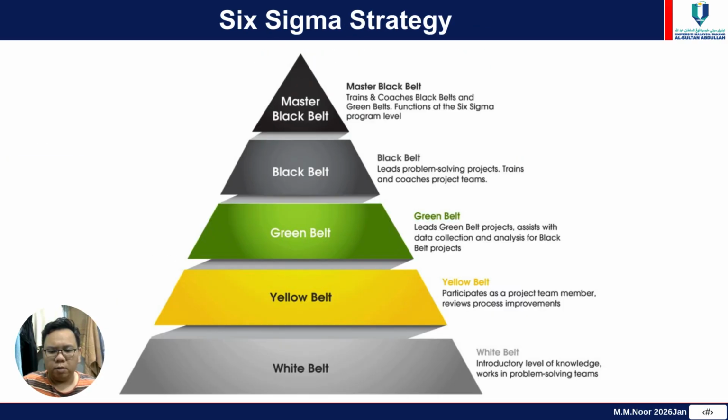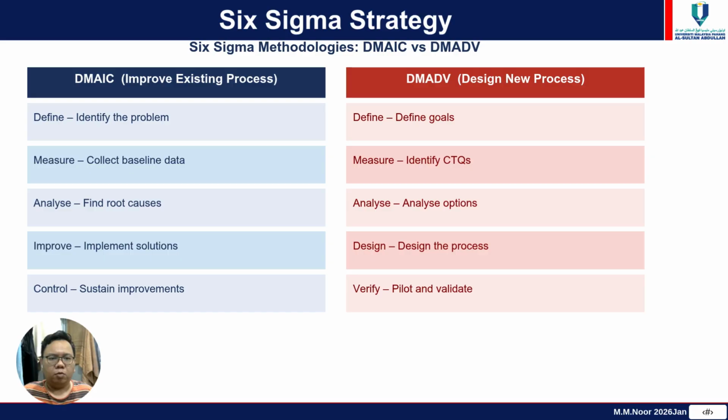Six Sigma uses a hierarchical character-style belt system to denote varying levels of expertise and responsibility. So the first one is white belt, second one yellow belt, green belt, black belt, and the highest one is master black belt. There are two major Six Sigma methodologies.